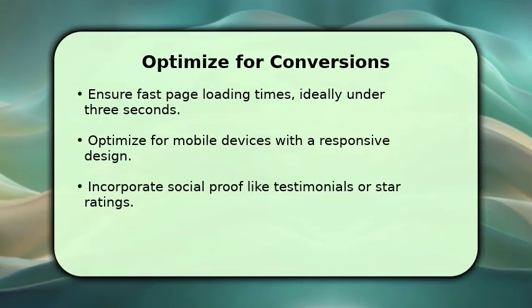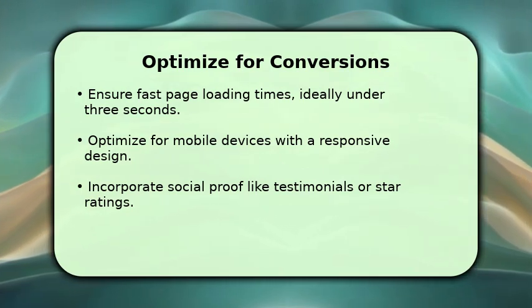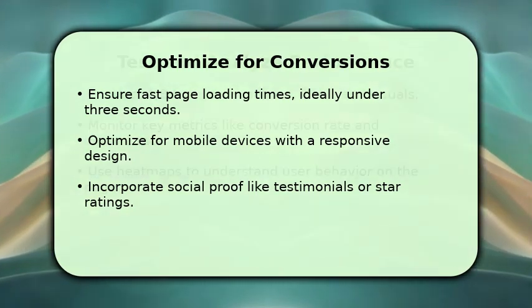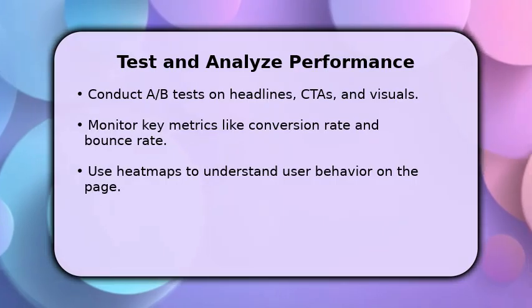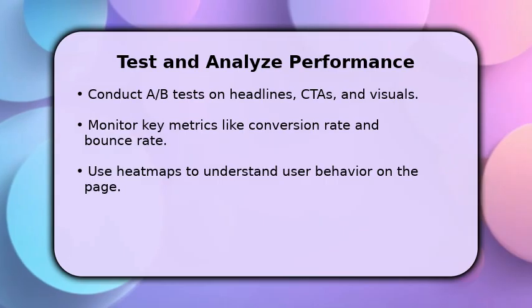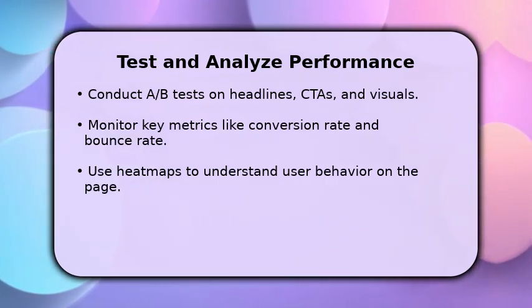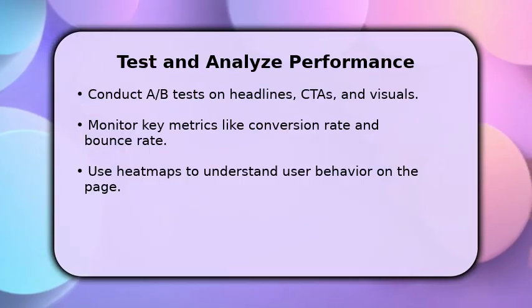Remove any elements that could divert attention from your main call to action, like extra navigation menus. Continuous improvement is key. Regularly perform A/B tests on different elements, such as your headlines, calls to action, and product images, to see what resonates best with your audience.